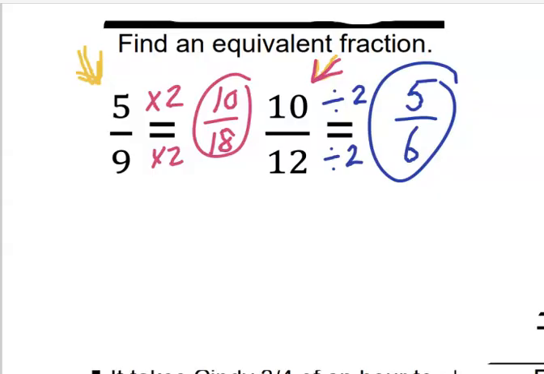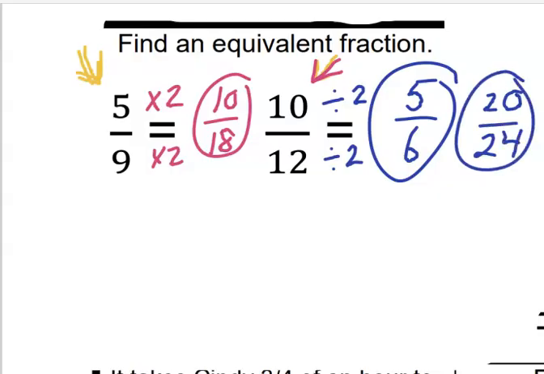Again, we could have just doubled 10 and gotten 20, and doubled 12 and gotten 24. That also would have been an equivalent fraction. So the key is, whatever you do, if you're scaling it up or down, you're either going to multiply or divide both the numerator and the denominator by the same number.